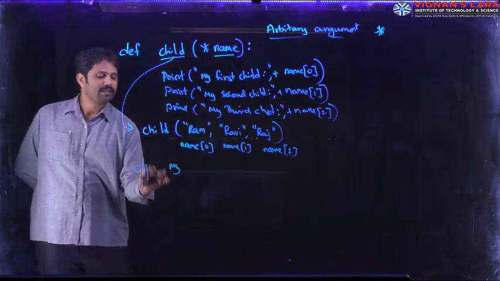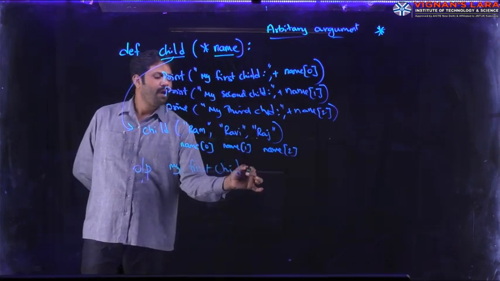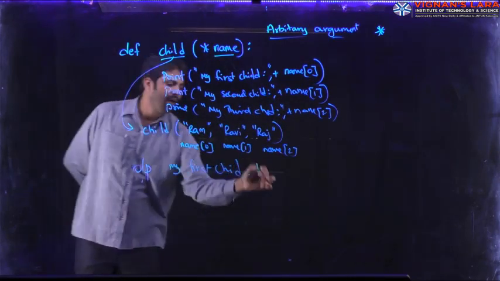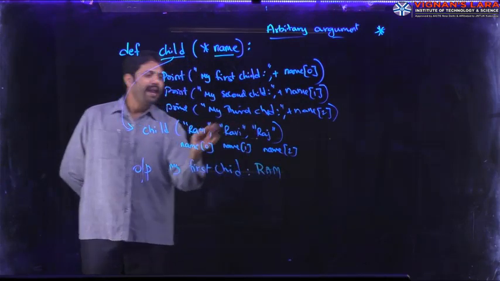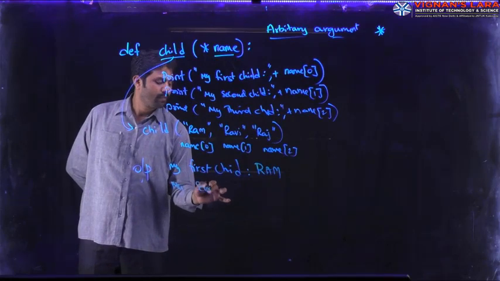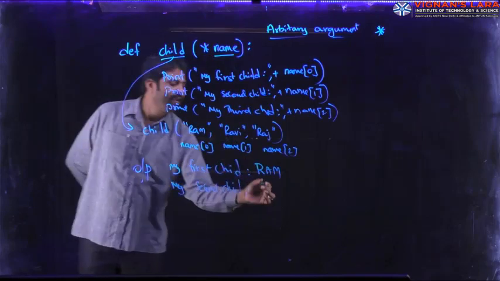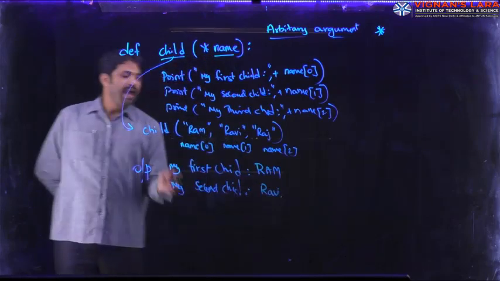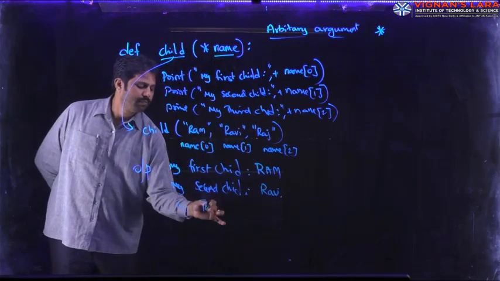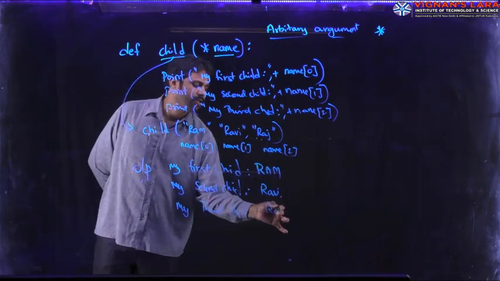Now my output is my first child. What is name of 0? Name of 0 is the first argument, Ram. Next, my second child, name of 1. What is name of 1? It is Ravi. And next, the third one, my third child equals Raj.